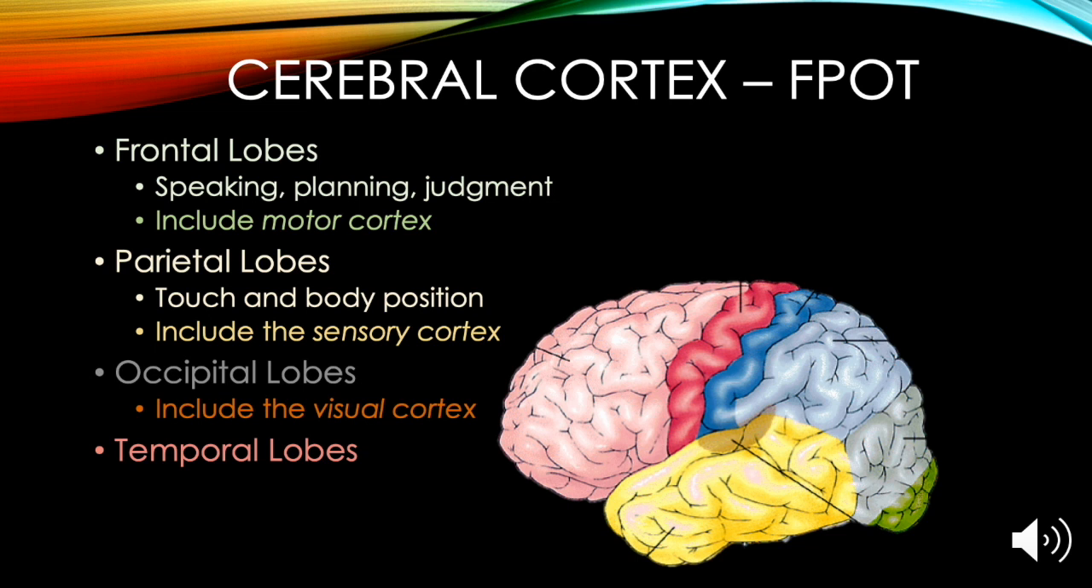And then the last one are the temporal lobes. Those are right behind the temple. Those also handle auditory input. So everything that we hear, those exist right above the ears, which makes sense from an evolutionary standpoint. Information doesn't have to travel super far in order to be processed.